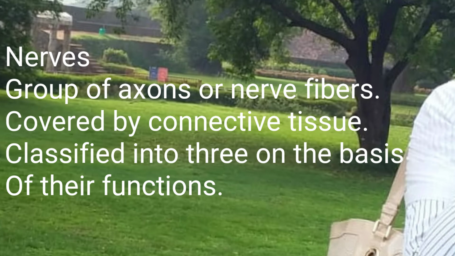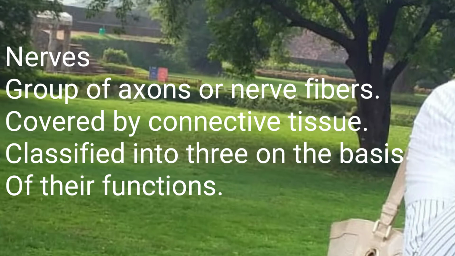So, as you know, nerves are the group of axons or nerve fibers. ആക്സോണുകളുടെ ഒരു കൂട്ടത്തെയാണ് നമ്മൾ nerves എന്ന് പറയുന്നത്. And they are covered by connective tissue. Nerves are covered by connective tissue, and these nerves are classified into three on the basis of their functions. So അതിൻ്റെ ഫങ്ഷനെ ബേസ് ചെയ്തിട്ടാണ് they are classified into three.